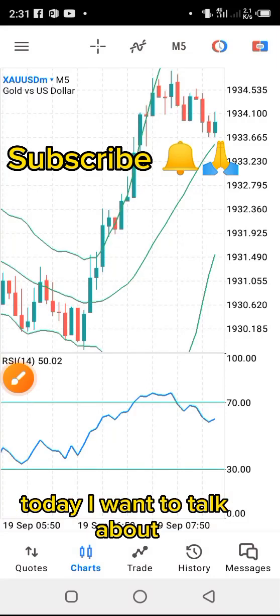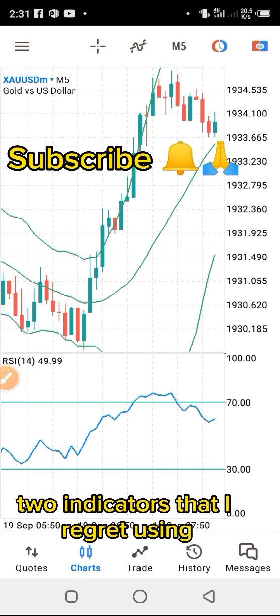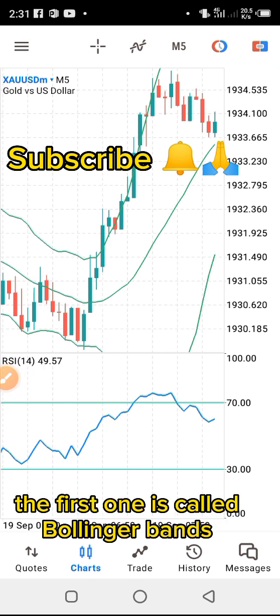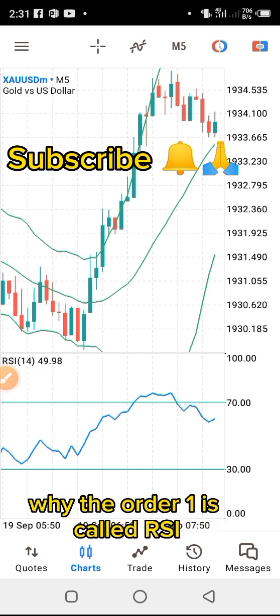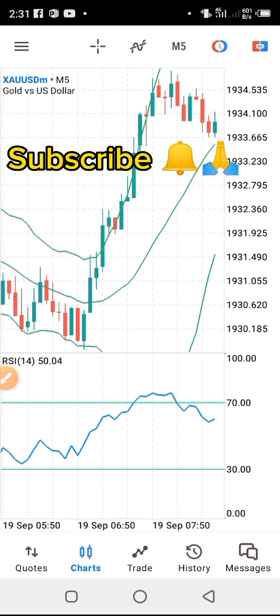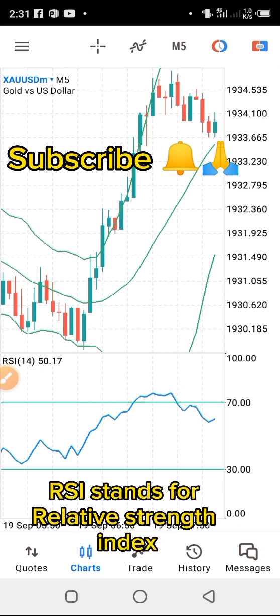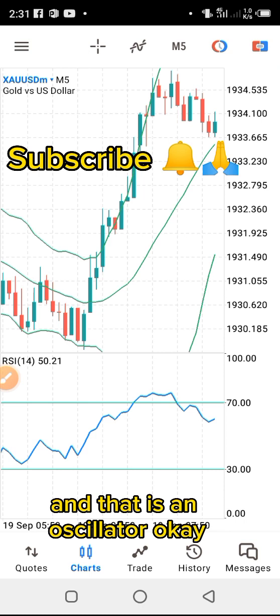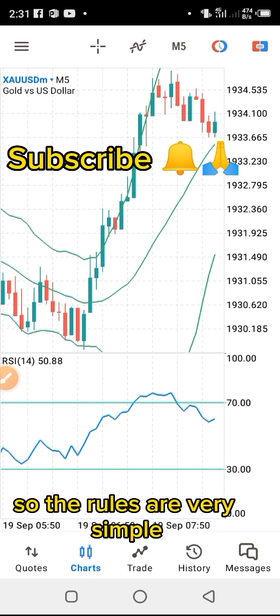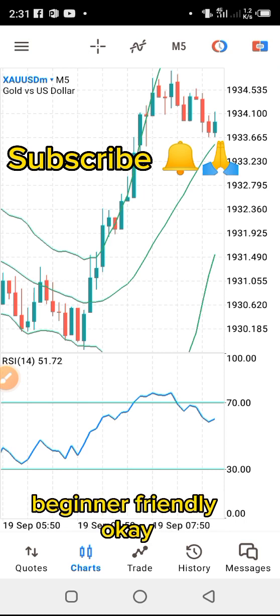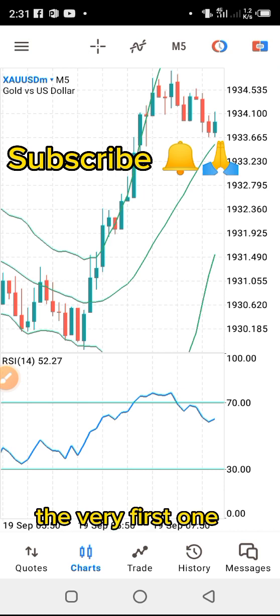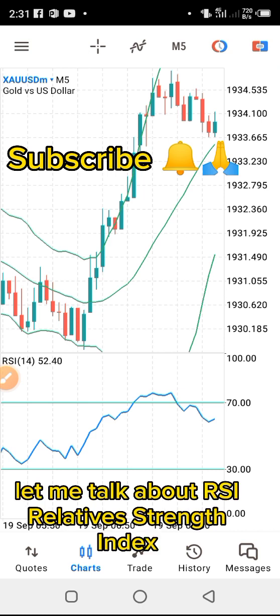Today I want to talk about two indicators that I regret using as a beginner trader. The first one is called Bollinger Bands, while the other one is called RSI. RSI stands for Relative Strength Index, and that is an oscillator. Their rules are very simple, very easy to use, beginner friendly. The very first one, let me talk about RSI, Relative Strength Index.